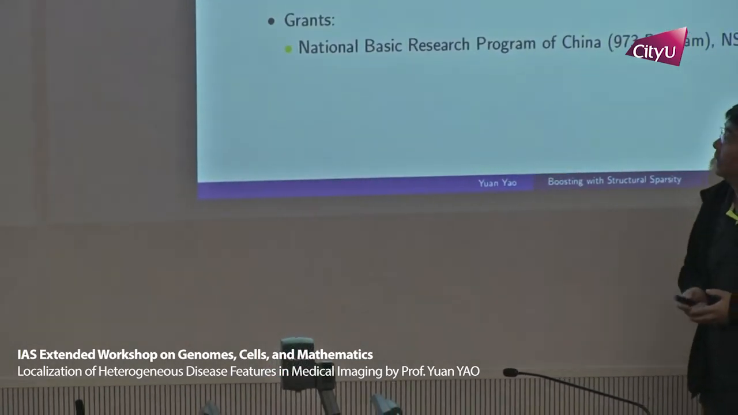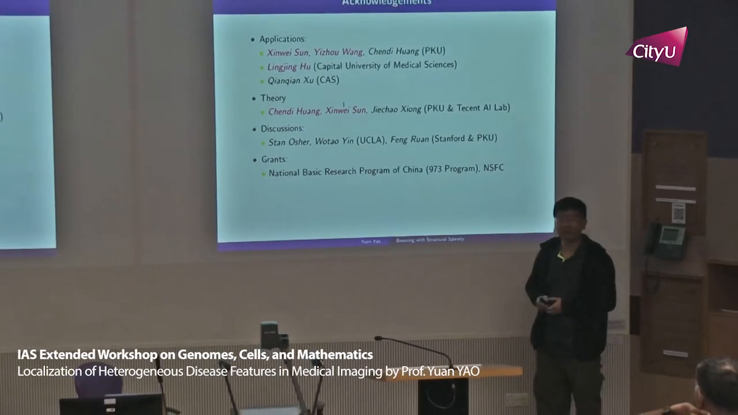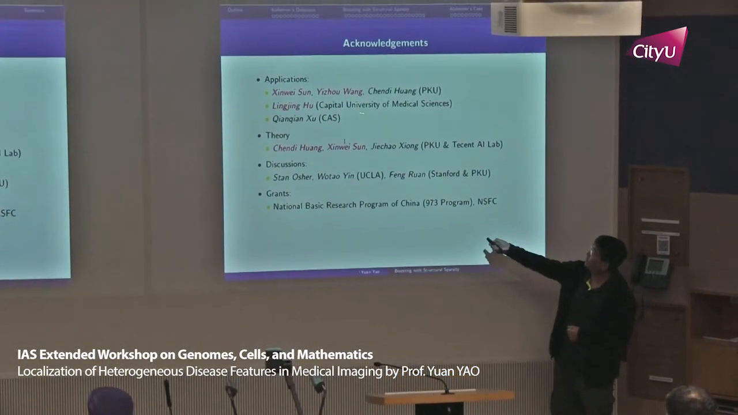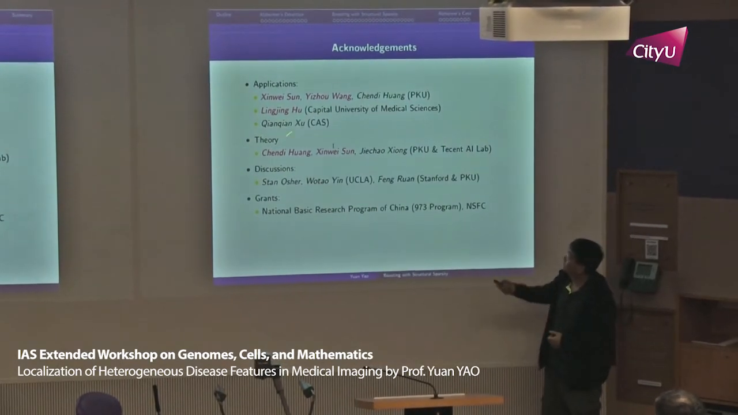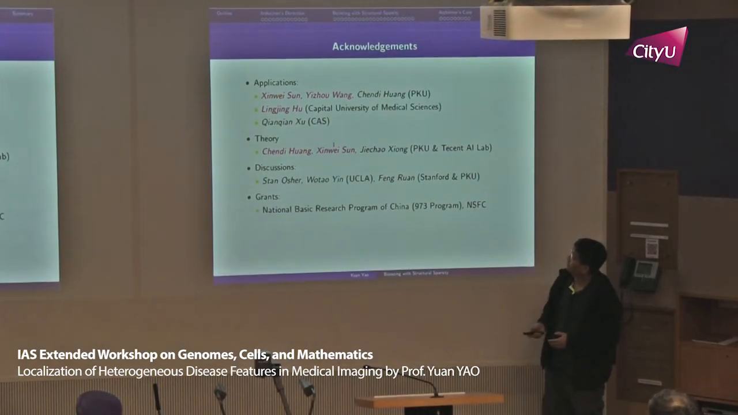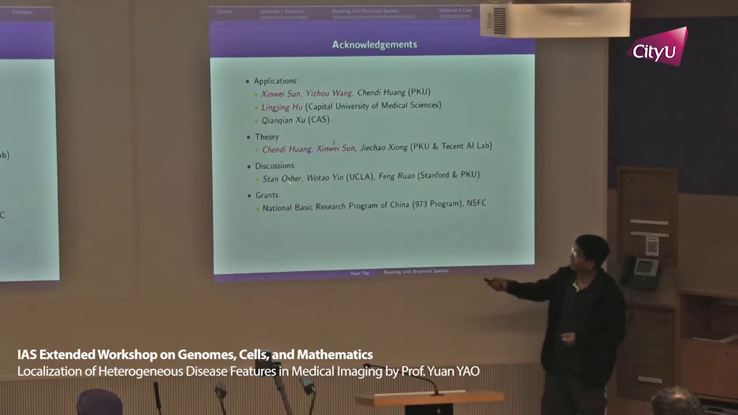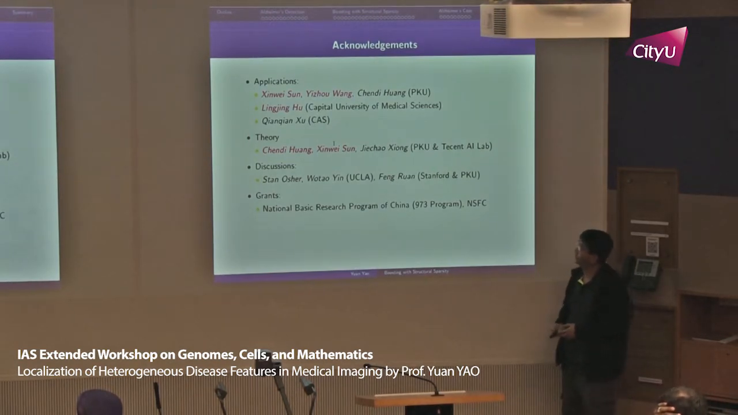And for this work, I mostly collaborate with my student, Dr. Sun. He just got a PhD from Peking University, and my colleague, Yizhou Wang, in Peking University as well, and some other doctor, Dr. Hu from Capital University of Medical Science in Beijing, and other students, Chen Di Huang and Jie Chaoxun, who already joined the Tencent AI lab now. Also the theoretical part comes from collaborations with my colleagues, Stan Osher and Wu Tao Yin in UCLA, and also my former student, Feng Ran, who is studying statistics, PhD statistics in Stanford University now.